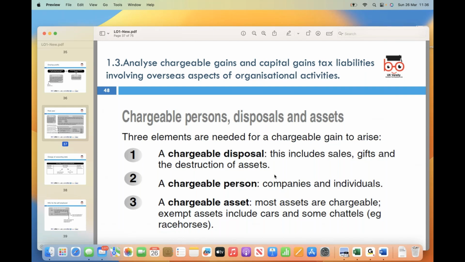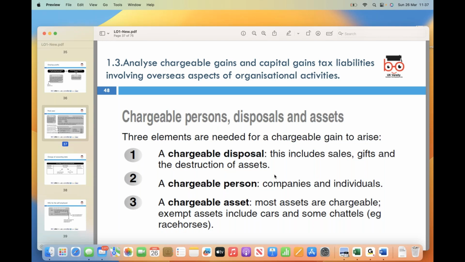Analyze chargeable gains and tax liabilities involving the overseas aspect of organizational activities. In order for a chargeable gain to be realized, three components must be present: a chargeable disposal, a chargeable person, and a chargeable asset. Chargeable disposal refers to actions such as selling, gifting, or destroying assets.